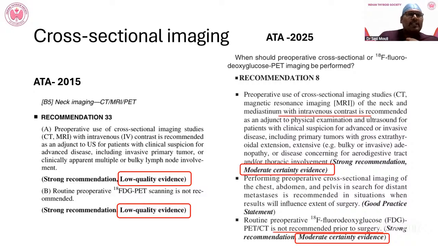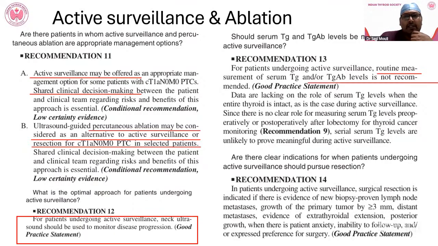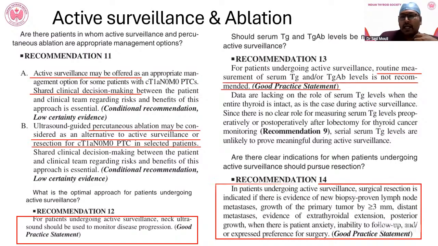Now, initial management, there are two things. One is non-surgical for T1a lesions, that is less than 1 centimeter, and that is by either active surveillance or percutaneous ablation, which I'll show in the next slide. And in case of active surveillance, it is the ultrasound which is to be done, with no need for TSH suppression and measurement of TG or anti-TG antibodies.